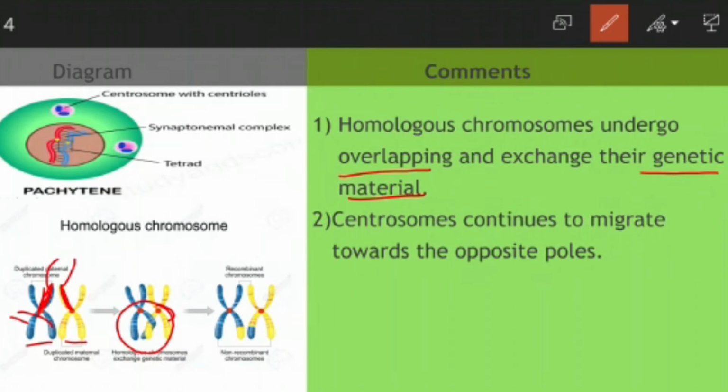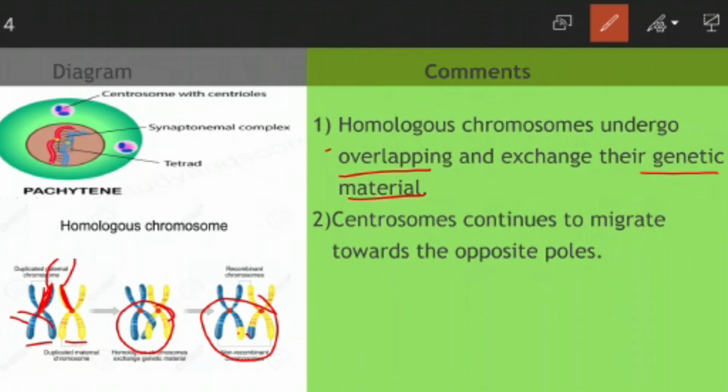It continuously overlaps. It undergoes crossing over at many places. And what is the aim? Finally, they exchange their genetic material. Can you see in this diagram? This yellow color part came here and this blue color part came here. They exchange the genetic material.